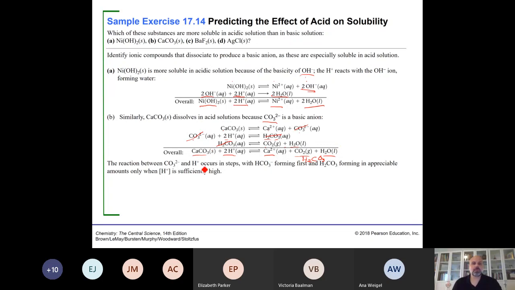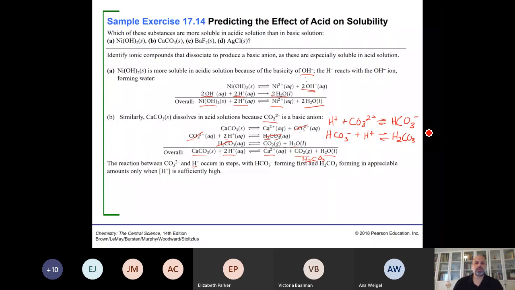And what they're stating down below is there's actually two individual steps here, because the carbonate ion initially reacts with one proton to give us HCO3 minus, which is the bicarbonate ion, and then that bicarbonate then reacts a second time with another proton to give us the carbonic acid. So there's actually two different steps.